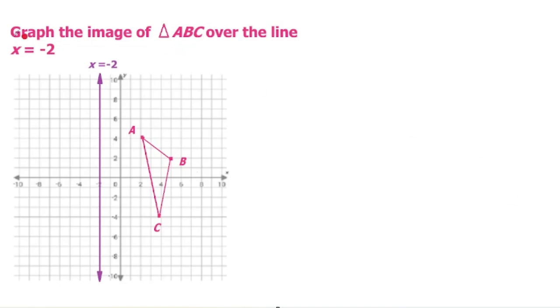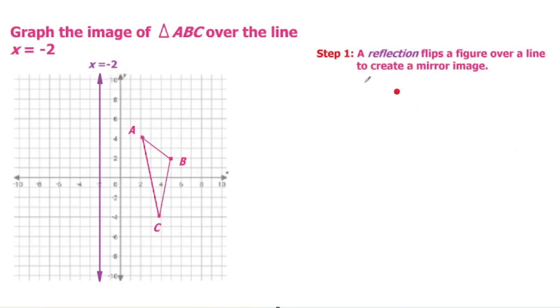So if we have a problem like this that says graph the image of triangle ABC over the line x equals -2, here is the line x equals -2. It is a vertical line. It crosses at x equals -2. Now, the first thing to remember is a reflection flips a figure over a line to create a mirror image.